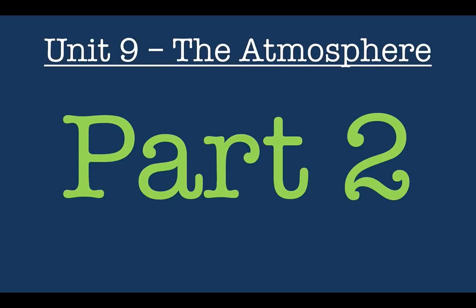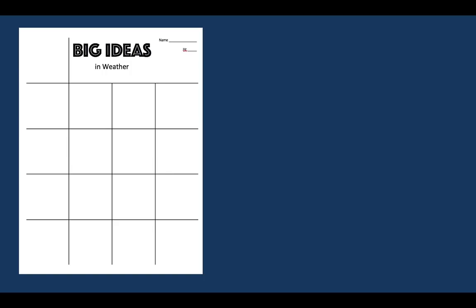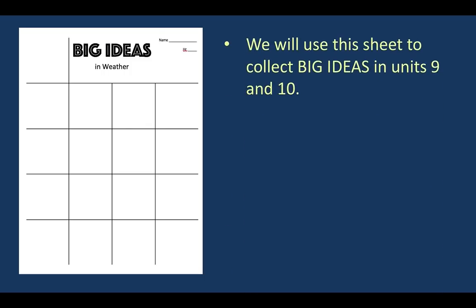This is part 2 of Unit 9, the atmosphere. Today you are going to start by using that big ideas sheet that you got right at the beginning of this unit. And this is a sheet that we are going to be using over both units 9 and 10, which is why we don't have it stapled in the packet yet.